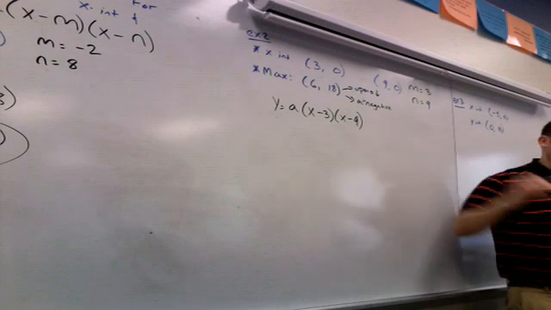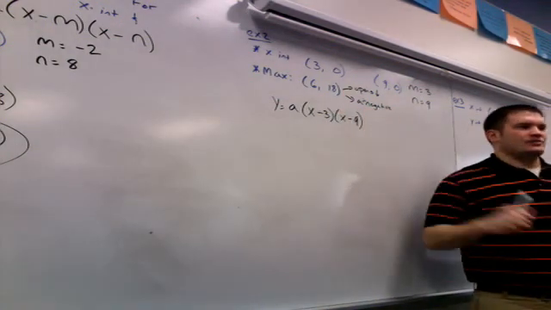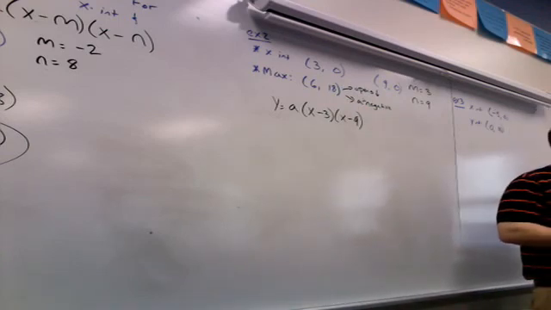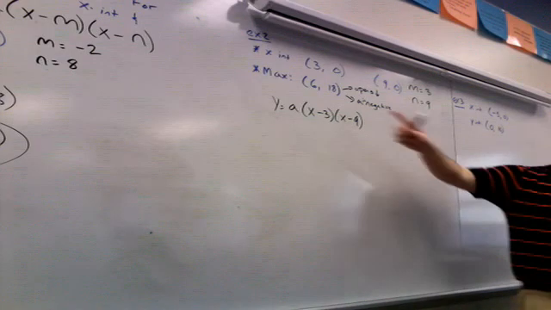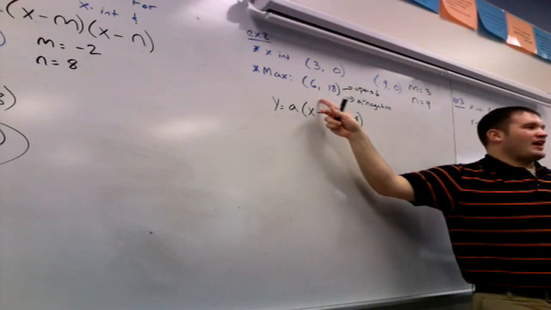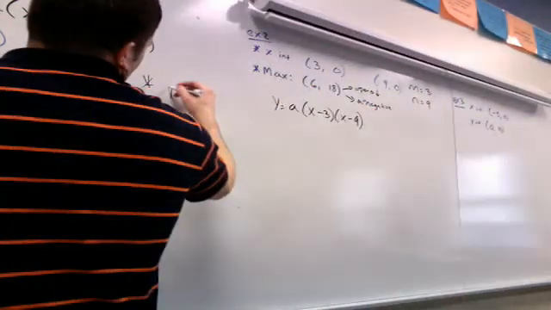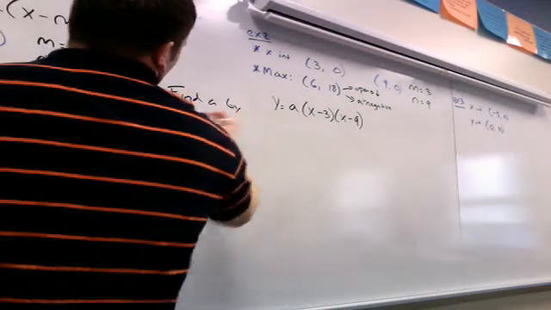Now, this example is a little more specific than example 1. In example 1, they just said it opens up, so A could be any number. This one, they give us a maximum. How many A values will give us that maximum? Only one. So guess what? We have to find that A value. So we have to find A by doing what? Nope, not using our calculator. By plugging in.